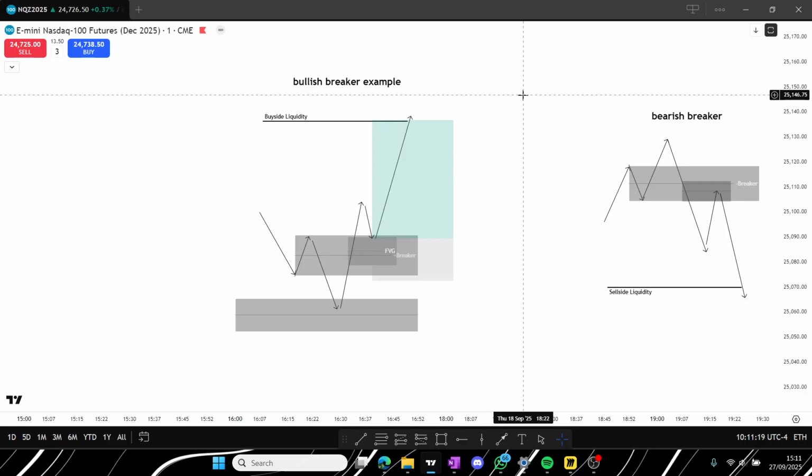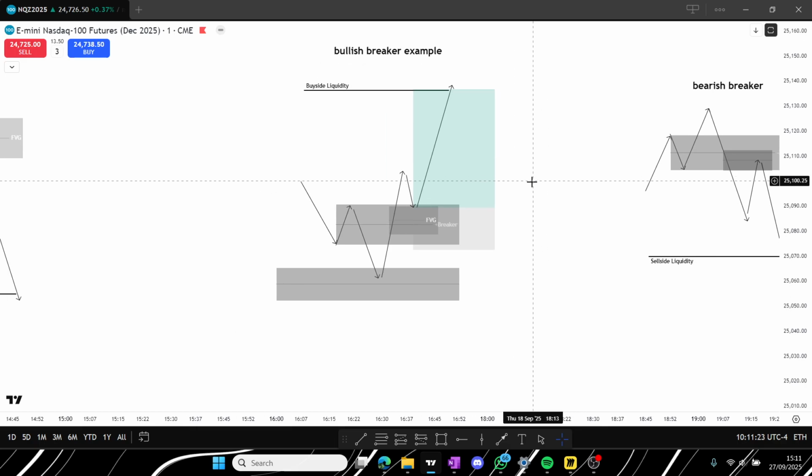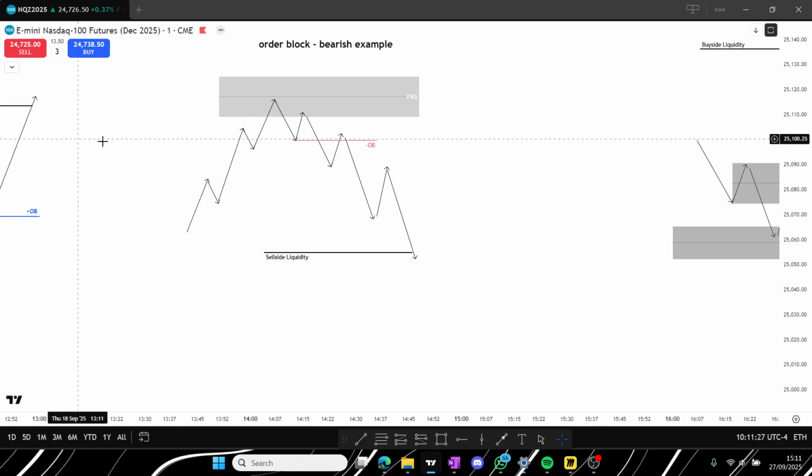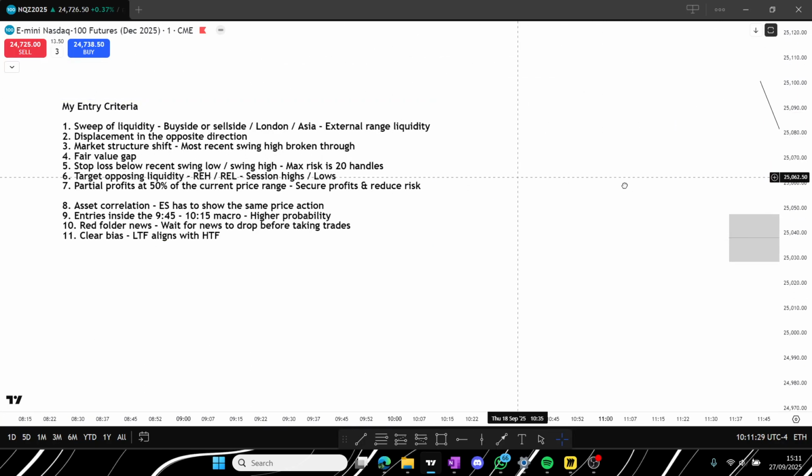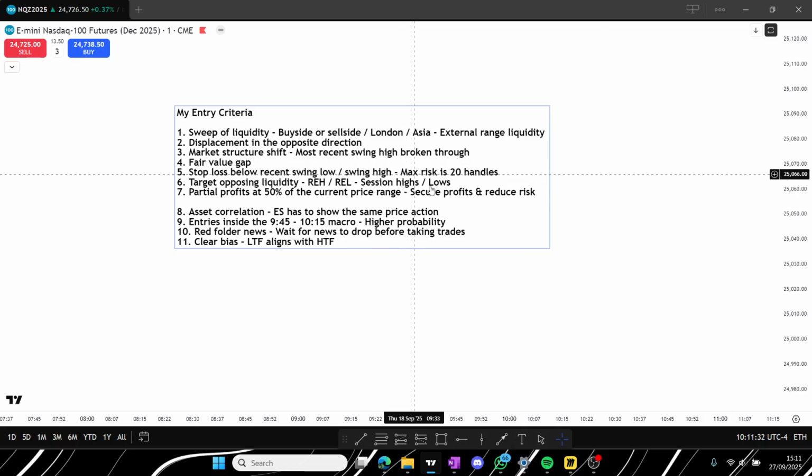Now, I've got a perfect example of this below on the chart. I'm going to quickly cover stop loss placement as well. I was telling you, if we go back to the notes I've got, max risk is 20 handles. Now, 20 handles, one handle, see these numbers here. See, for example, we've got 25,060. For one handle, it'll be 25,061.